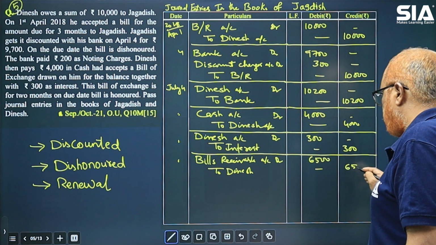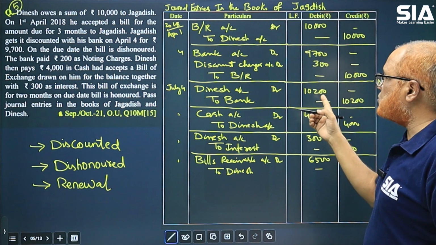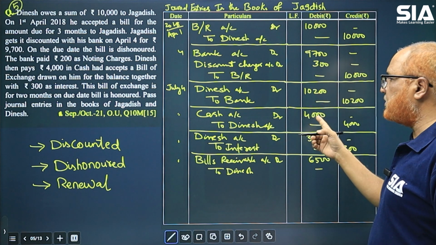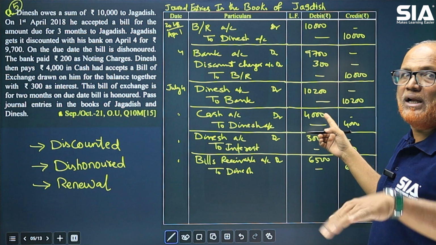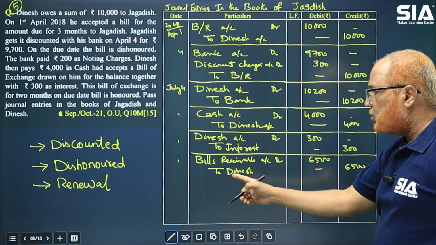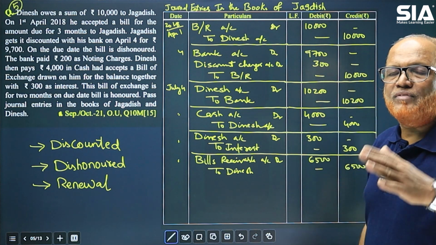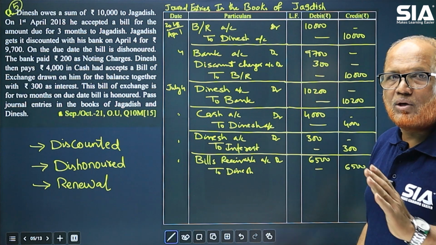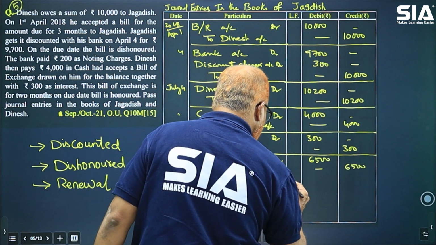How 6,500? Again, I will tell you. The original bill was 10,000, 200 noting charges, total 10,200. Out of 10,200, 4,000 paid. So 6,200. To 6,200, interest will be added, 300. So it comes to 6,500. So the narration: being the acceptance of the new bill received from Dinesh.